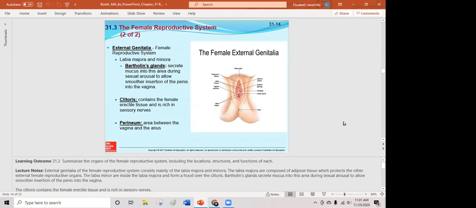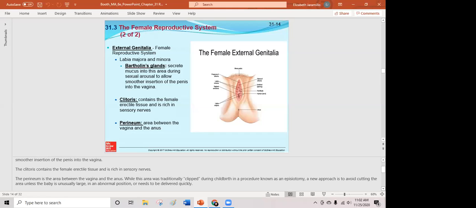The external genitalia of the female reproductive system consist mainly of the labia majora and the labia minora. The labia majora is composed of adipose tissue, which protects the other external female reproductive organs, kind of like a covering. The labia minora are inside the labia majora and form a hood over the clitoris, kind of another form of protection. Bartholin's glands secrete mucus into this area during sexual arousal to allow smoother insertion of a penis into the vagina, and of course, assist with sperm flow.